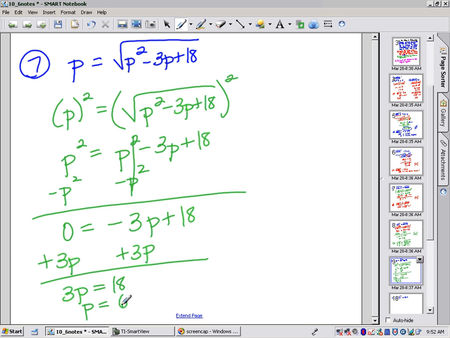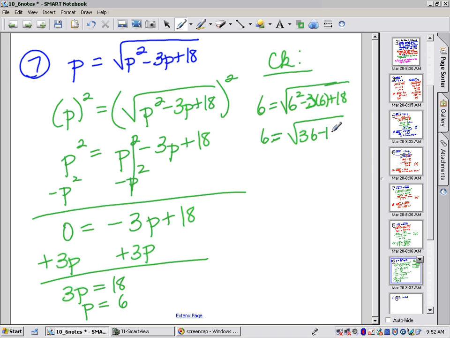Now does this check? So to check, we're looking at, does 6 equal the square root of 6 squared minus 3 times 6 plus 18? Well, that would be 6 is equal to the square root of 36 minus 18 plus 18, which are eliminated. So we really get 6 equals the square root of 36, which is a true statement. So our solution is 6. Okay.